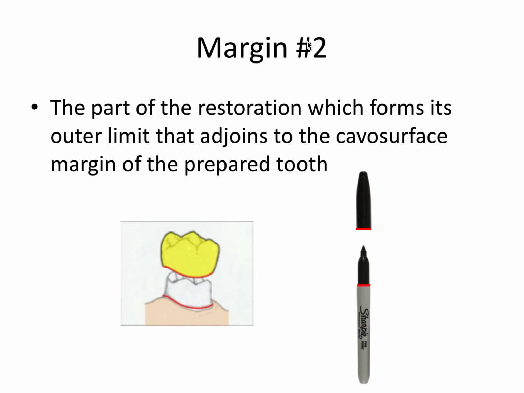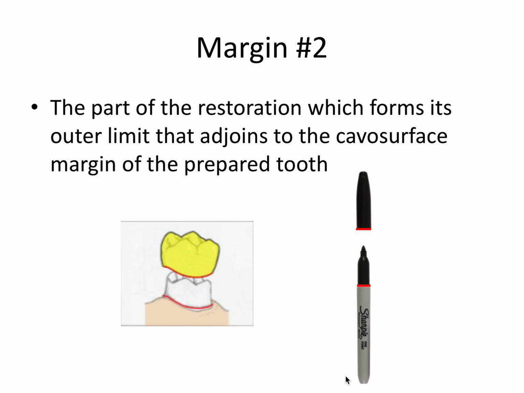Margin number two is the part of the restoration where I'm dragging my mouse pointer along right now, the part of the restoration which forms its outer limit that adjoins to the cavo surface margin, or margin number one, of the prepared tooth. So there are two margins we can talk about, the edge of the crown and the edge of the tooth prep, both of which should match up and fit just like a marker cap on a marker.